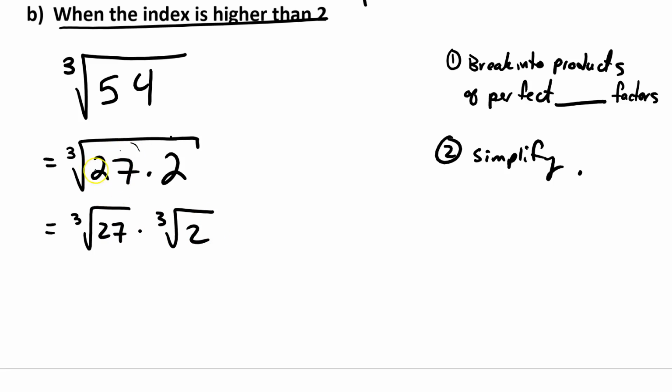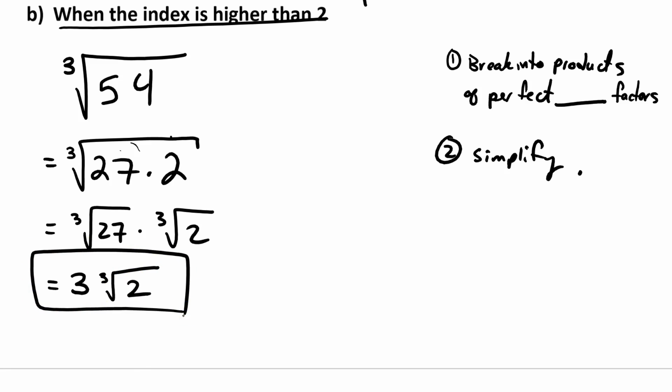Can't simplify here. Sorry, that's if it's opposite day. I can't simplify this one, but I can simplify this one. The cubed root of 27 is simply 3, because 3 times 3 times 3 is 27. And then I say cubed root of 2, just like that. And that's my final answer. I'm going to put a box around it because I like my teacher.